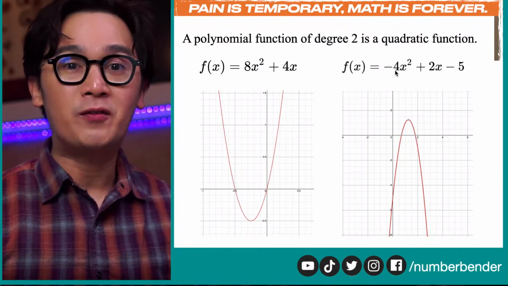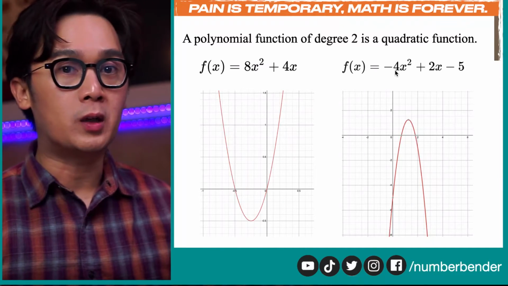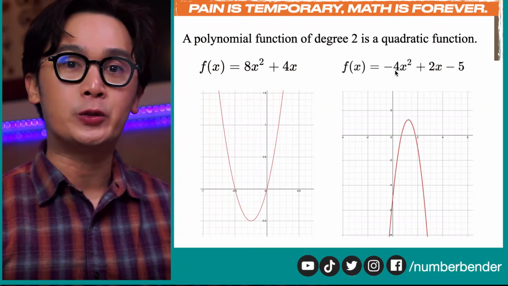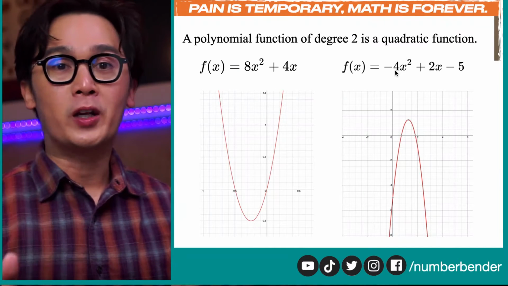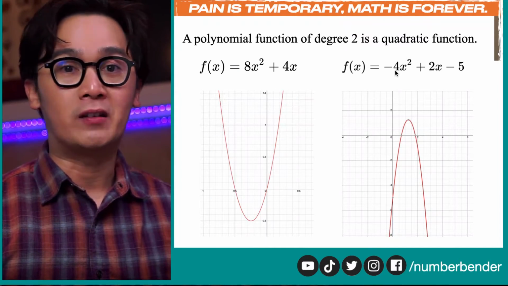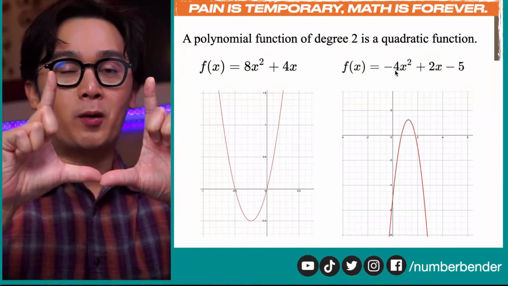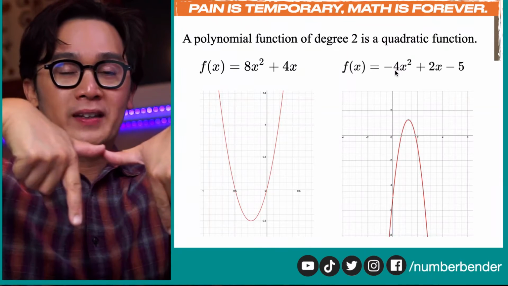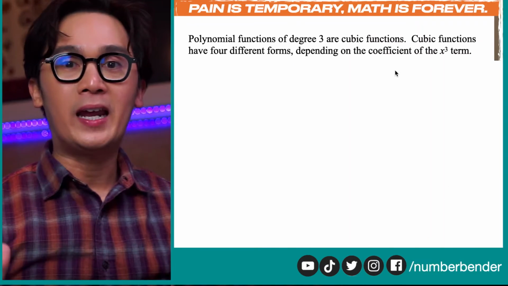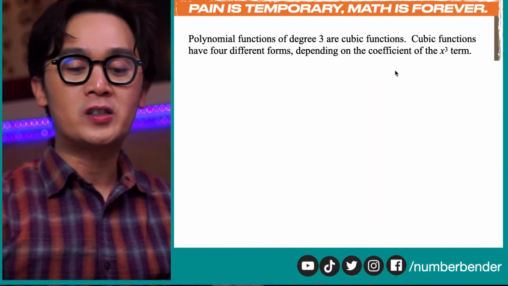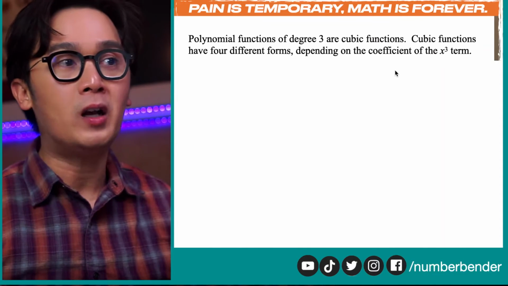And the behavior of our polynomial changes according to the degree of the polynomial that we are seeing. So degree 1 is a line. Degree 2, it's going to be a parabola opening up or opening down. Now, what about a cubic function? A cubic function is a degree 3 polynomial.